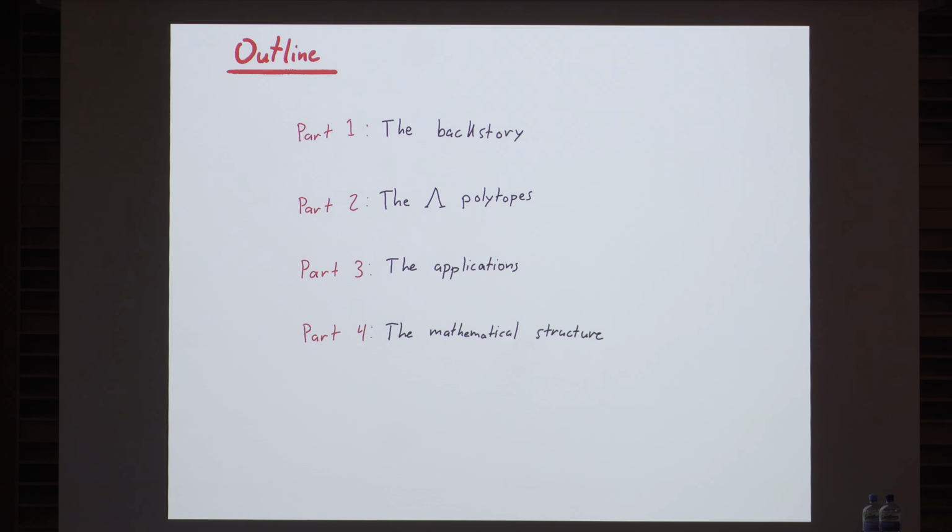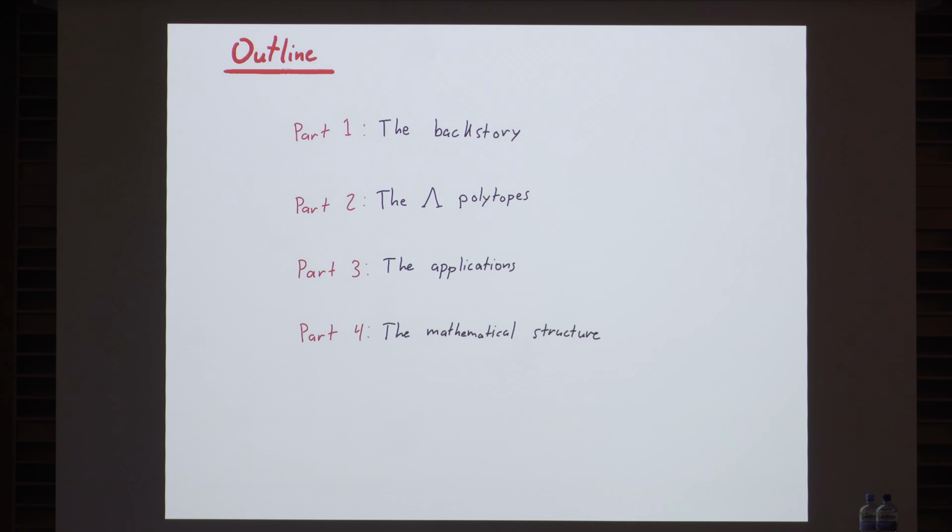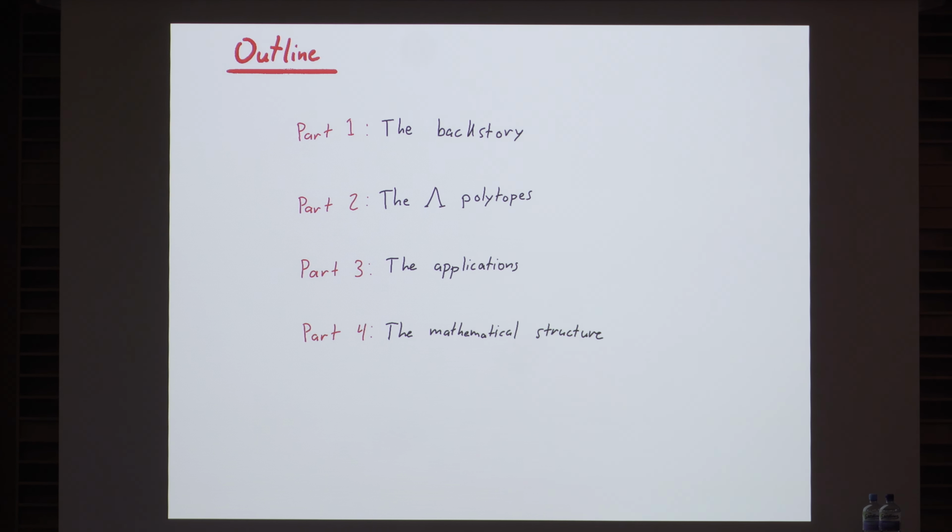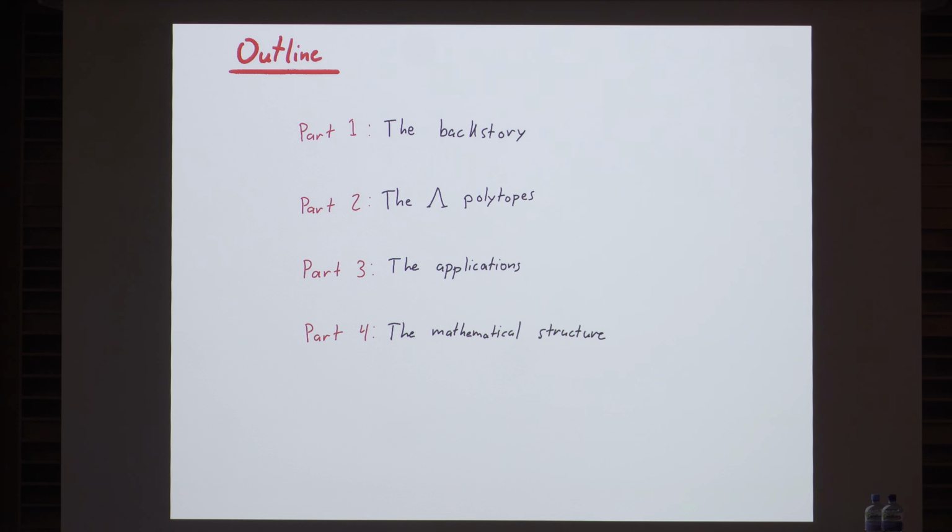And then the purpose for part 4, looking at the mathematical structure of the lambda polytopes, is I've heard the complaint a few times that people are convinced that these are interesting things worth studying, but there's already a few papers out. There's a decent amount of work on these things already, and people say it's hard to get started, to get caught up. So I'm going to try to just summarize what we know so far about these polytopes.